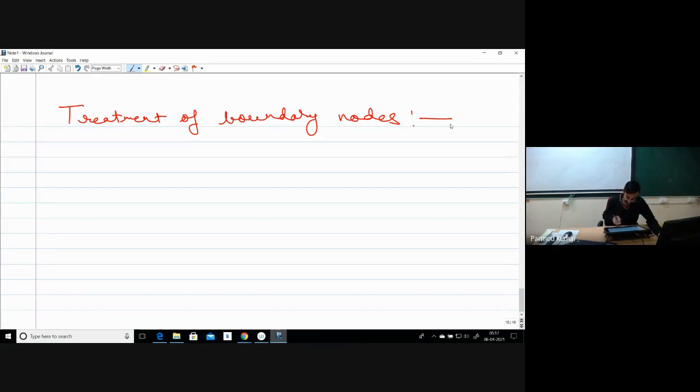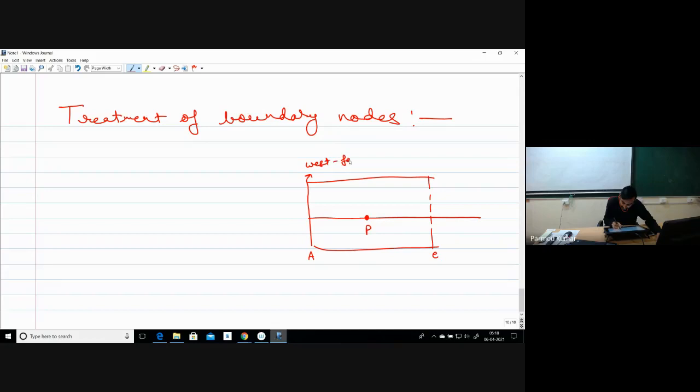Okay, so let me talk about the treatment of boundary nodes. Let us first consider that we have some domain, and A is representing some boundary of this domain. Now say I have some node over here. This is my node number P, and this is my control volume. For this control volume, this is my east face and this will be my west face, face W.